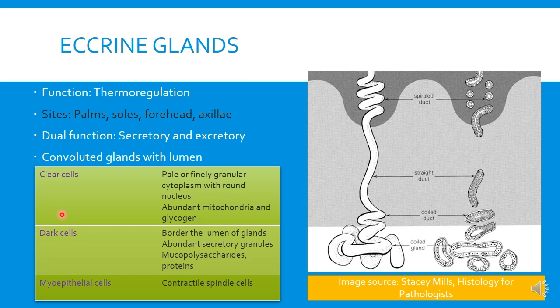And if you look at the types of cells, there are 3 types of cells in eccrine glands. Clear cells, which have a pale or finely granular cytoplasm with round nucleus, and these are rich in glycogen, and dark cells which border the lumen of glands, and they have abundant secretory granules which are rich in mucopolysaccharides and proteins. Myoepithelial cells are seen in the periphery, and they are contractile spindle cells that help in expelling the secretions out.